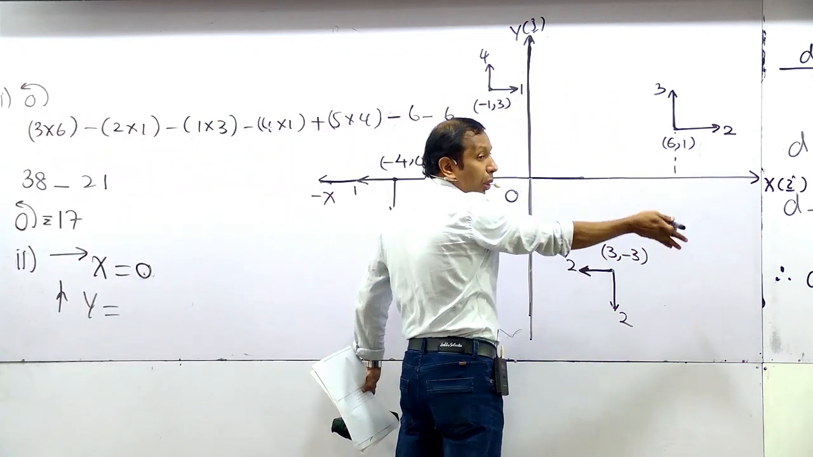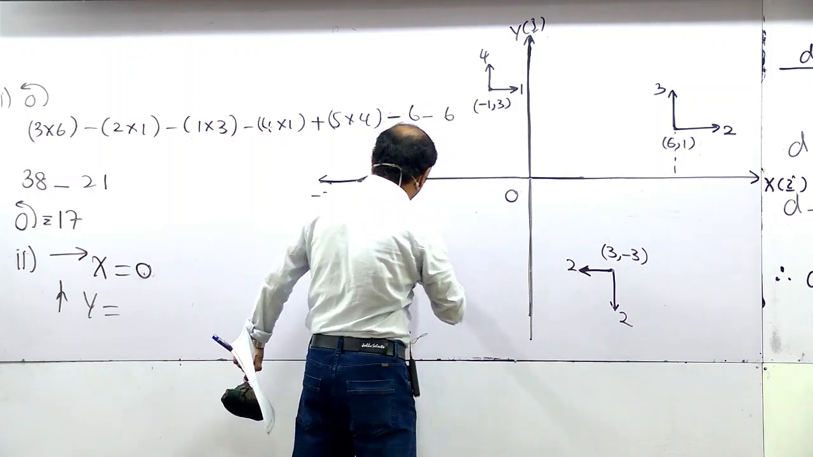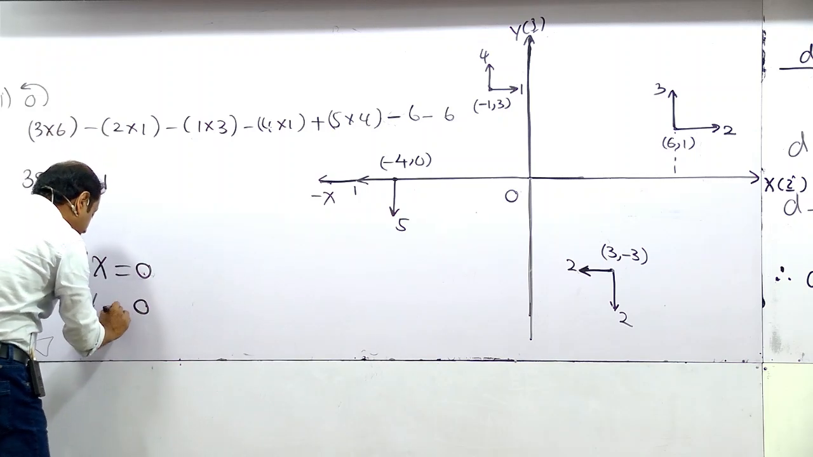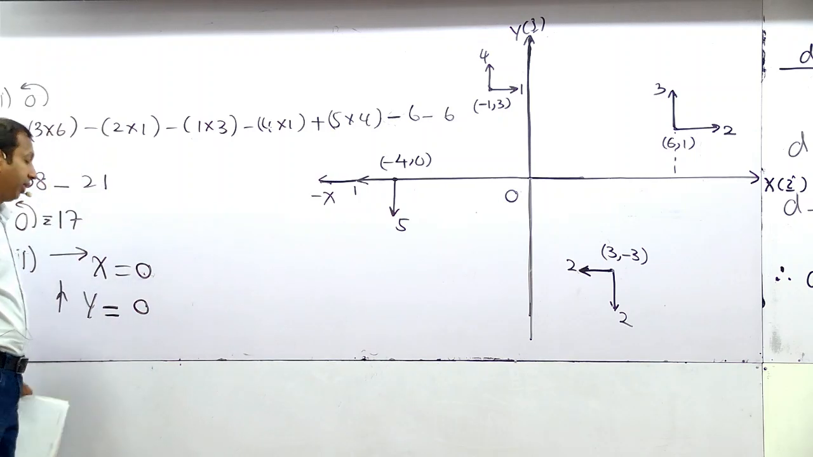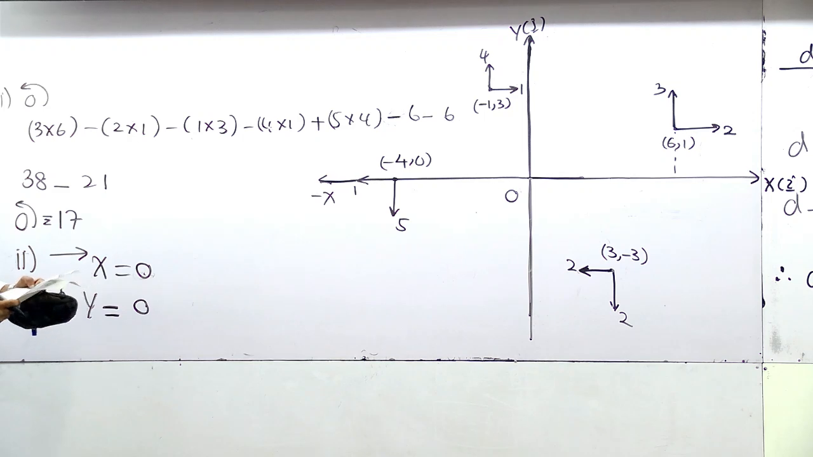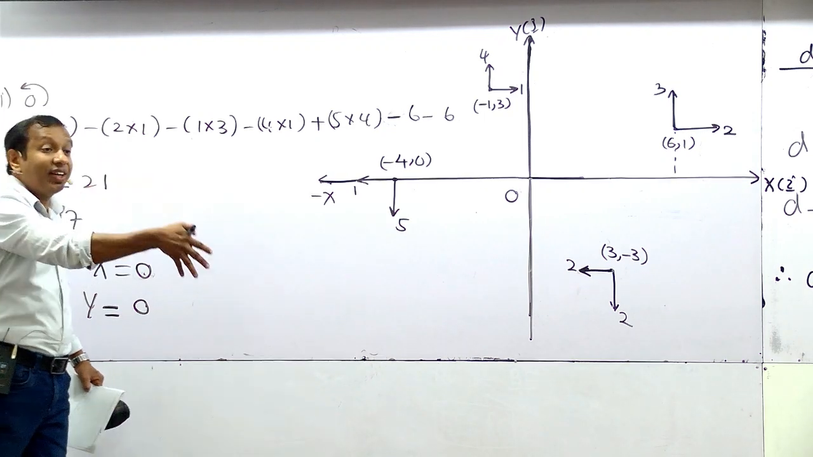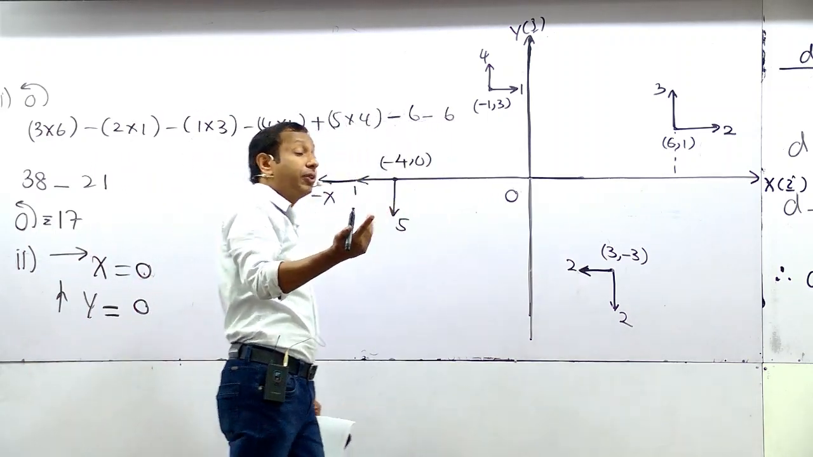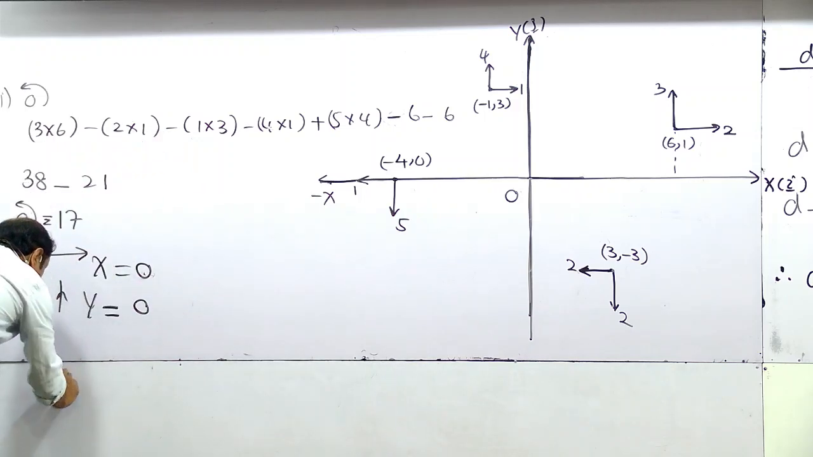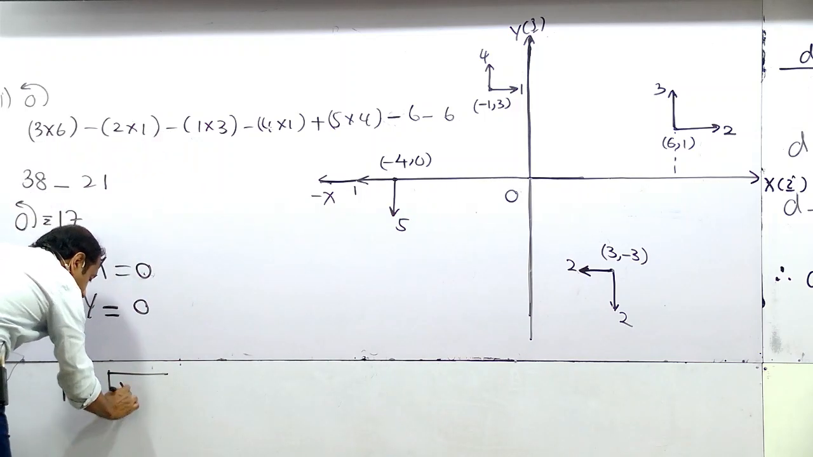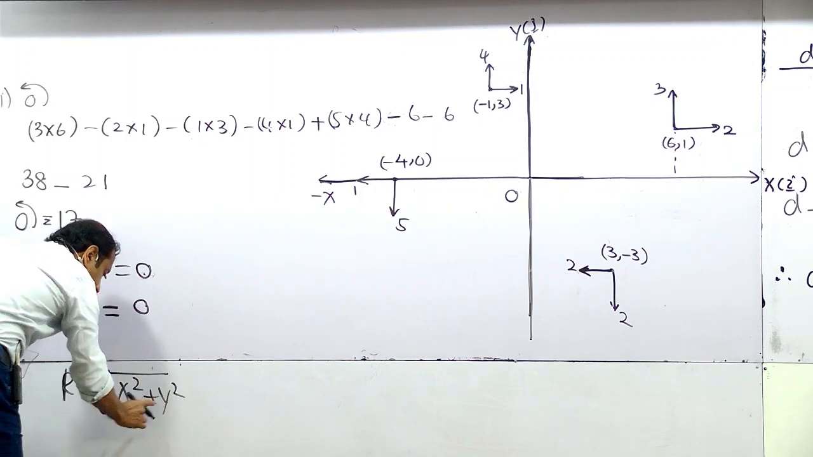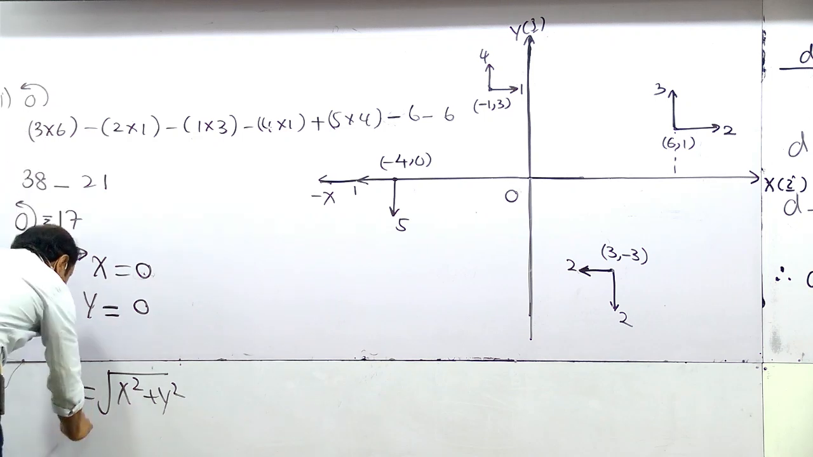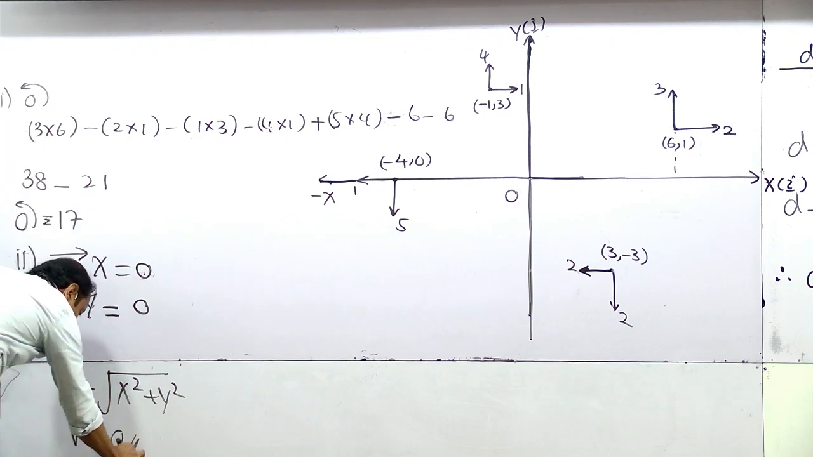4, 3 upward, 7; 2, 5 downward, 7. Again y is also 0. Y is also 0. Right. X is 0, y is 0. What is R? How do you find R, people? R is the square root of x squared plus y squared. Both x and y are 0. Then what is R? R is 0. No resultant.